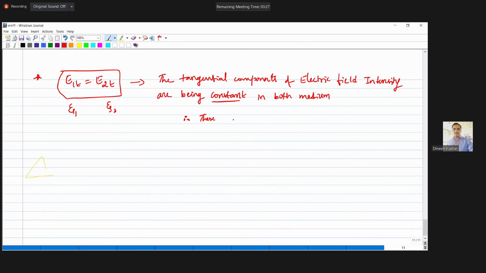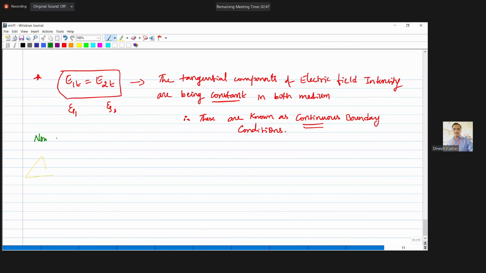Therefore, these are known as continuous boundary conditions. What are continuous boundary conditions? That is, the tangential component of electric field intensity for a dielectric medium is continuous. So this is for the dielectric medium.